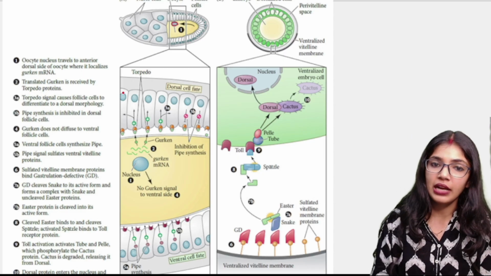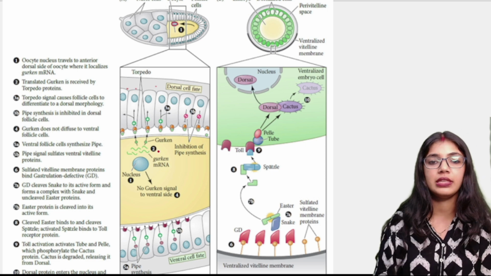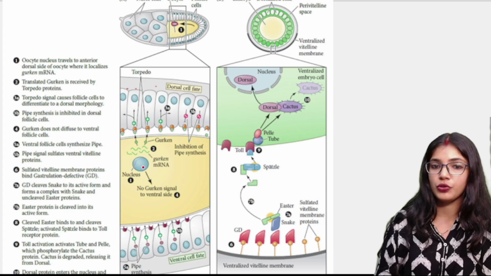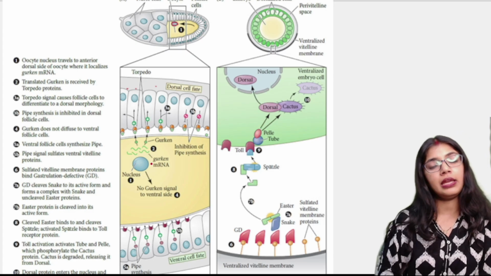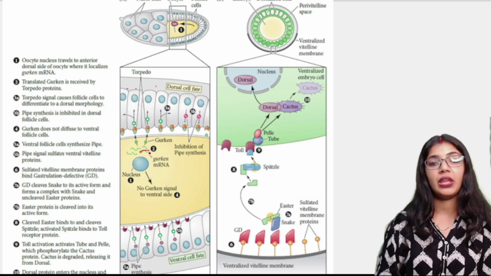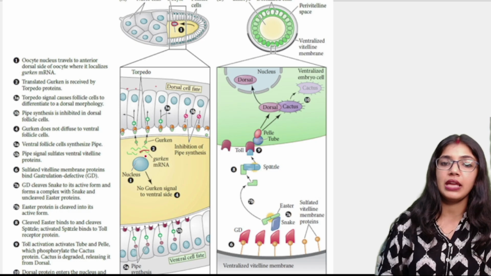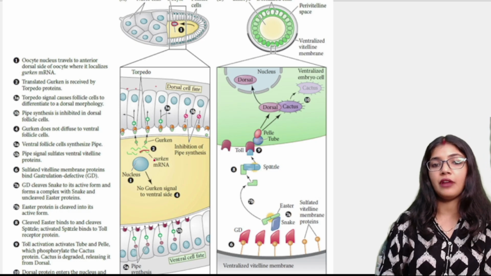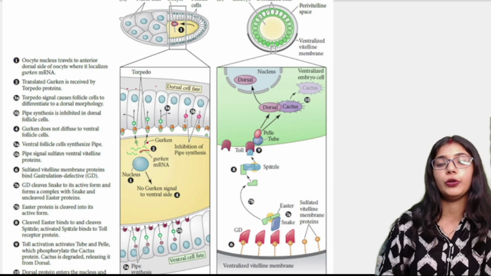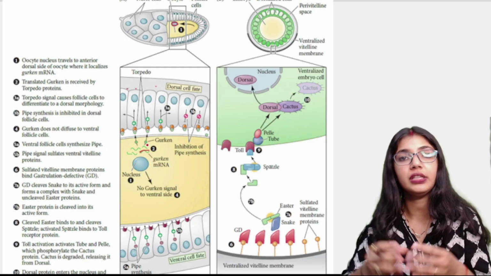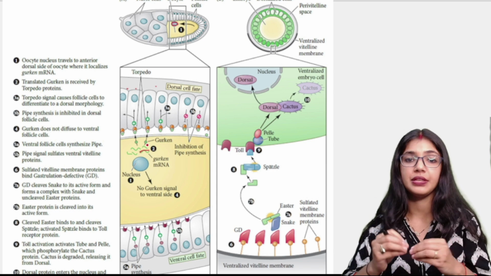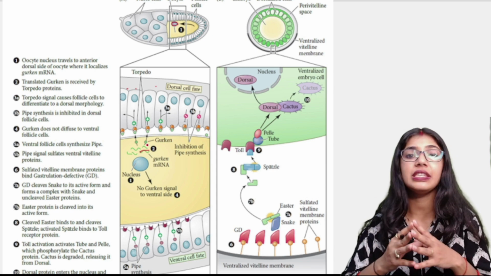Here we can see the follicle shell, and the nucleus is being transferred to the anterior dorsal portion. Near it, the Gurken mRNA is present, near the dorsal portion. After fertilization, it is converted into Gurken protein. If it is a protein, it can act as a signal, and this protein needs a receptor. The receptor for Gurken is present in the follicle shell, known as Torpedo.